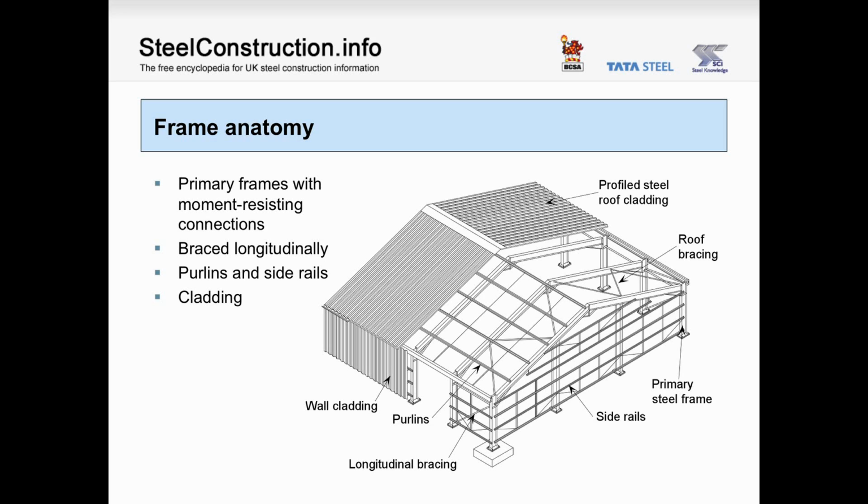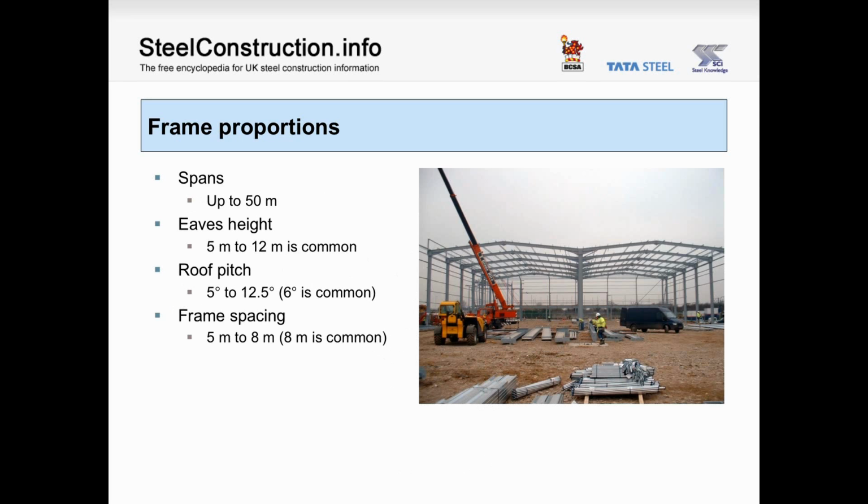Finally, there is the cladding, which provides the watertight envelope, and may also be designed as a thermal and an acoustic barrier. Typical sizes then are that spans range anywhere up to 50 metres. The eaves height might be anywhere between 5 metres and 12 metres, though these days a taller frame is quite common. In terms of roof pitch, 6 degrees is almost universal, and frame spacing might be anywhere between 5 metres and 8 metres. And again, in modern construction, the larger bay centres is more common.